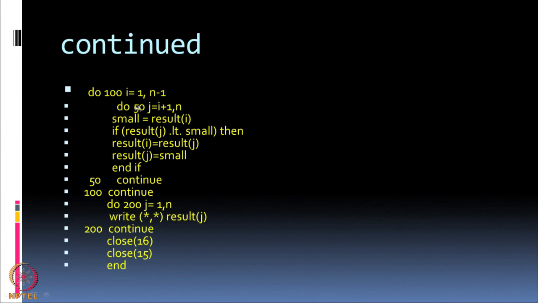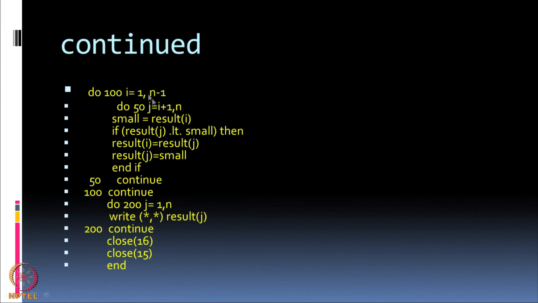So, my second do loop starts from j going from I plus 1 to n. The second do loop is up to line number 50. Do 50 means repeat everything up to line 50. How many times? Start with j equal to I plus 1 and all the way up to n. So, if I is 1, this second one will start with I plus 1, which is 2.